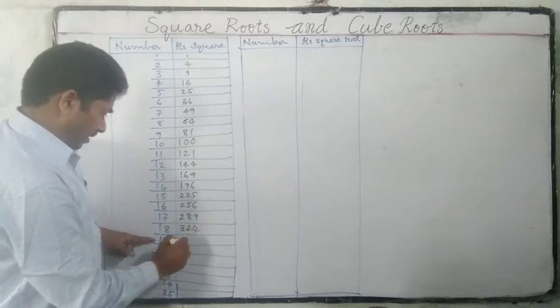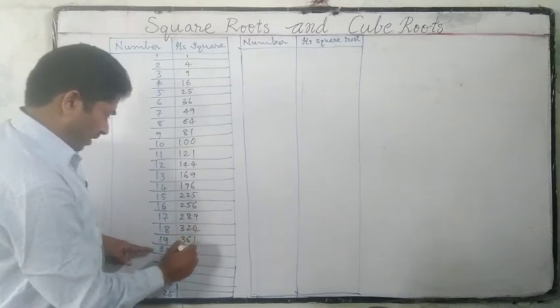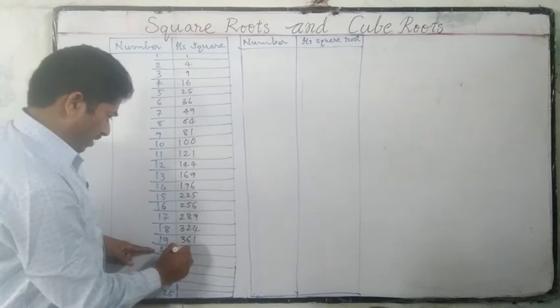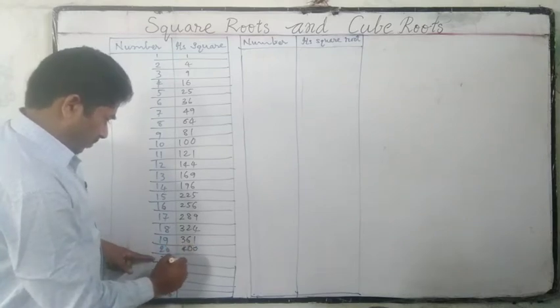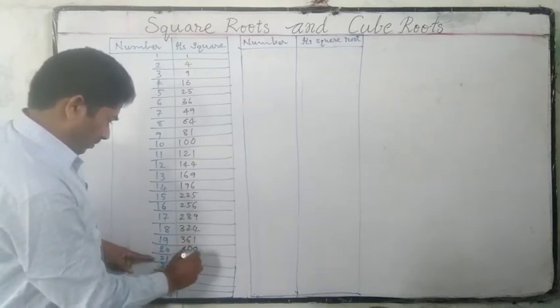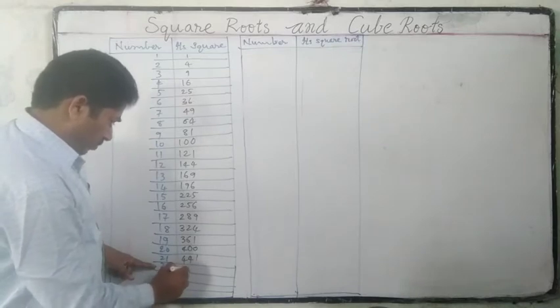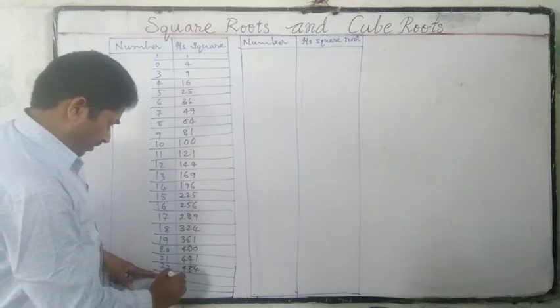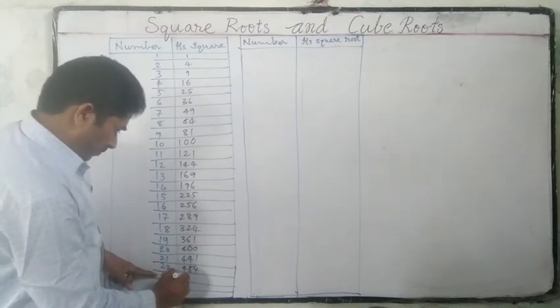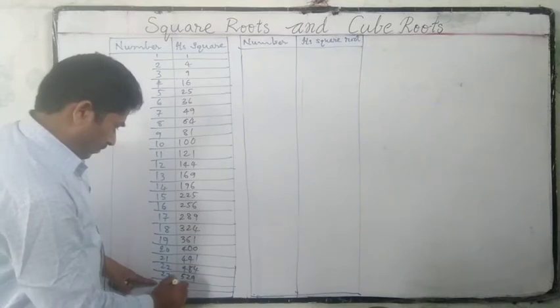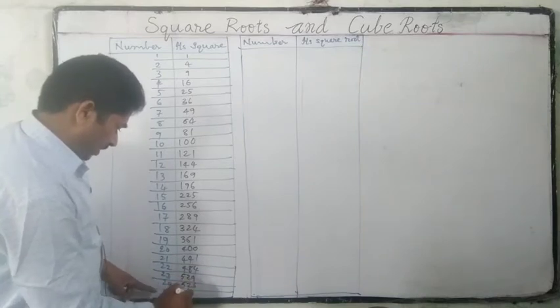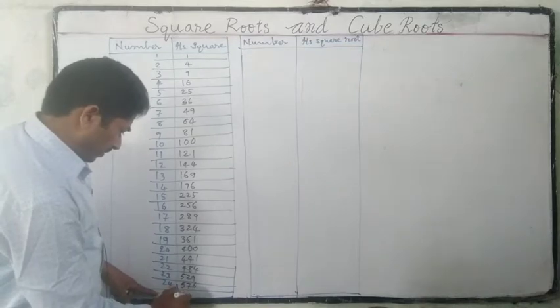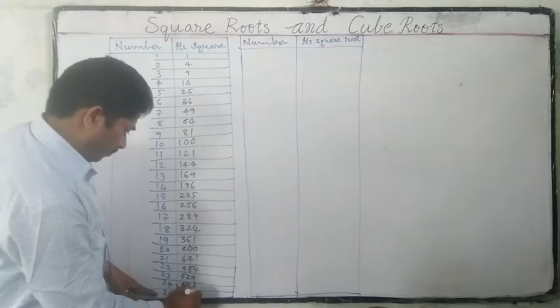Square of 19, 19 19 is 361. Square of 20, 20 20 is 400. Square of 21, 21 21 is 441. Square of 22, 22 22 is 484. Square of 23, 23 23 is 529. Square of 24, 24 24 is 576. Square of 25, 25 25 is 625.